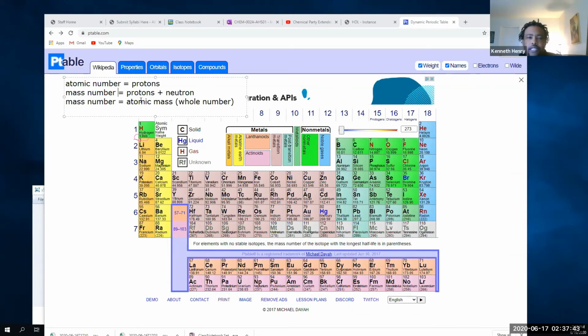We can't cut them in bits and pieces. We're talking about the whole thing. They're one solid thing, so we have to look at it in terms of the mass number. The mass number is going to be equal to the protons plus the neutrons. You guys got that?